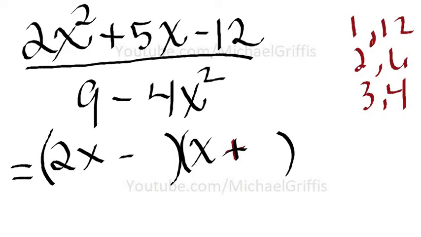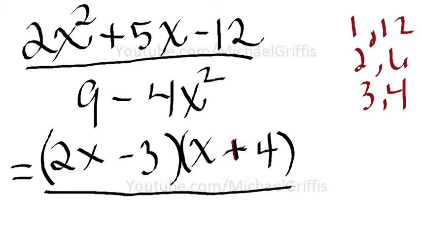Okay, take 2. 3 and 4. Oh, 4 right here. Okay, 3. All right, that makes more sense. 2x times 4 is 8x minus 3x is 5x. Negative 3 times 4 is negative 12. Okay, there we go.